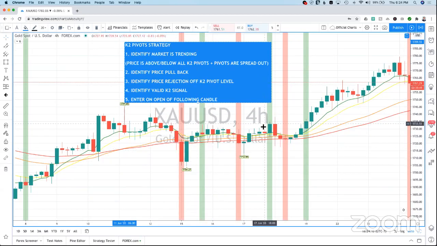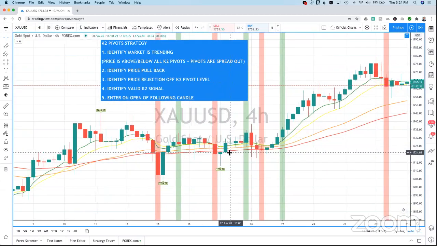So price is trending upwards. We identified a pullback. So price pulled back right here, came up, pulled back again right here. So price was going sideways, pulled back right here below. And this is one that I probably wouldn't take because price broke below this. So what would happen here is I would wait for it to pull back into correction and then look for another entry right here.